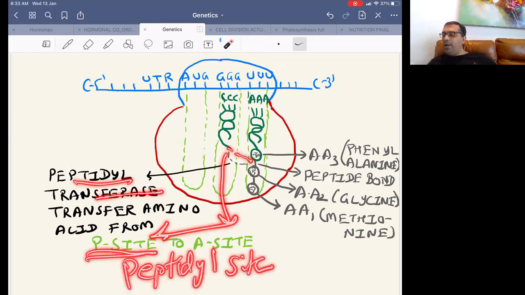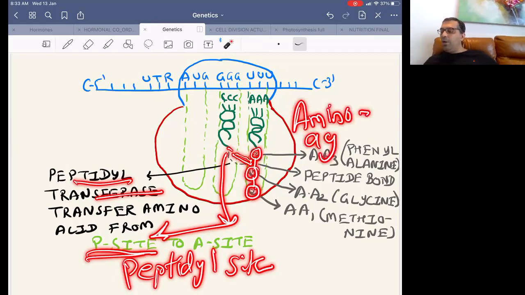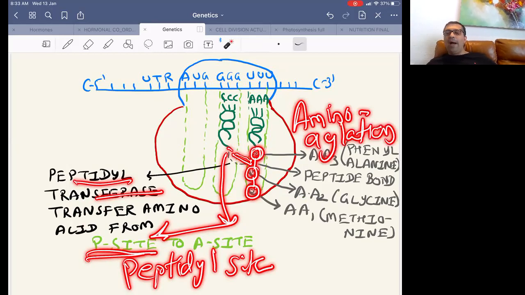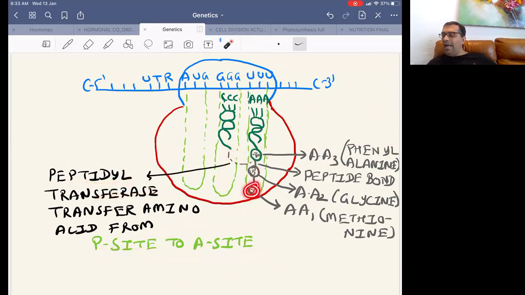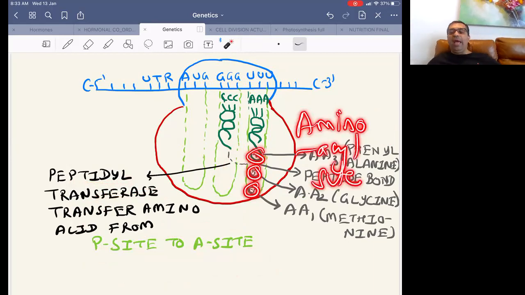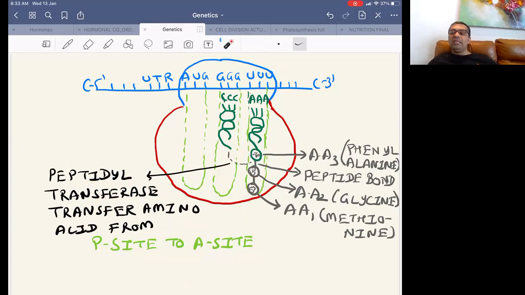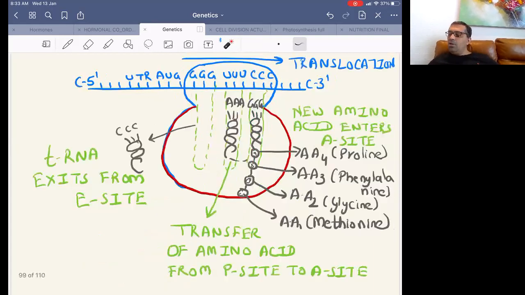And where does the amino acid get transferred to? To the A site. So where does aminoacylation take place? Aminoacylation takes place at the A site. So it is rightly called the aminoacyl site. And that is the way protein synthesis takes place. So translocation takes place again.